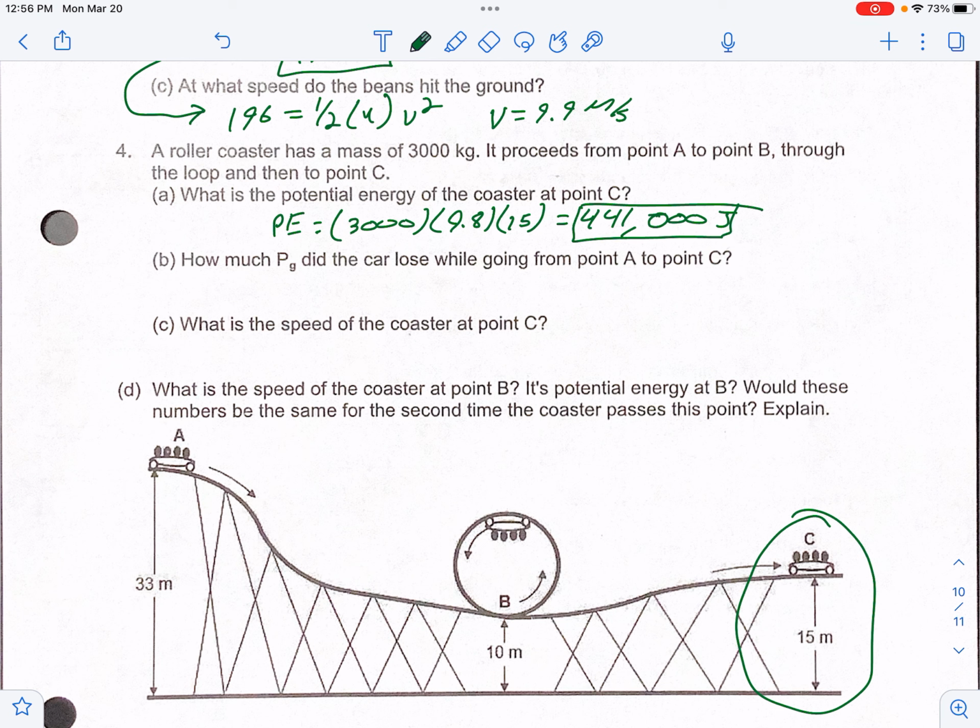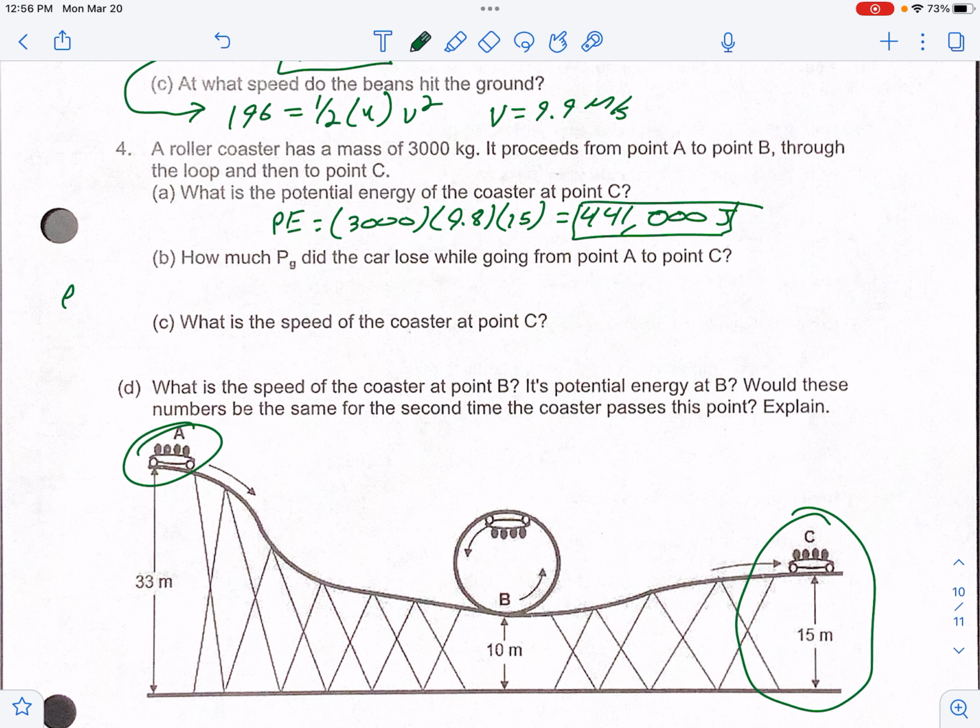Part B, it says how much PE did the car lose while going from point A to point C? I want to know how much potential energy I lost. So we need to figure out the potential energy at point A. At point A, we're going to do the same thing we just did. So potential energy equals mass, which is 3,000, times gravity, 9.8, and my height is now 33. So that answer comes out to be 970,200 joules. Now that's at point A, and I want to know how much I lost to get to point C. So I'm going to subtract what I got up here, minus 441,000.